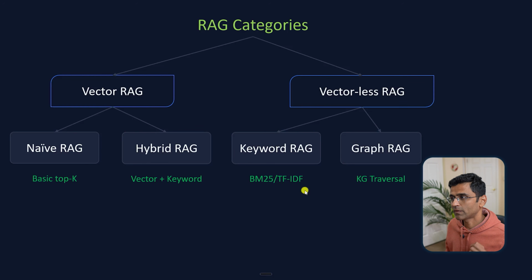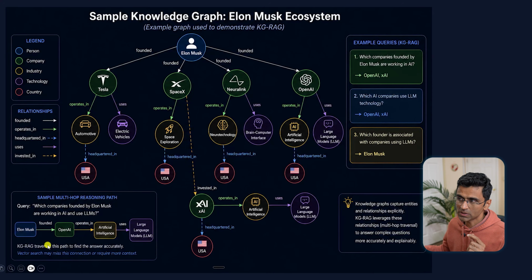The next category in vectorless RAG is graph RAG. It is also known as KG RAG. So here you will generate a knowledge graph. Let's say your knowledge is Elon Musk and all the companies he has founded. In that case, you will build this kind of knowledge graph where you will say Elon Musk founded Tesla, SpaceX, Neuralink, OpenAI, and so on.